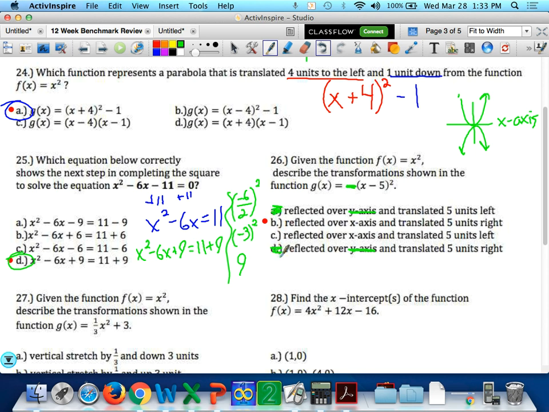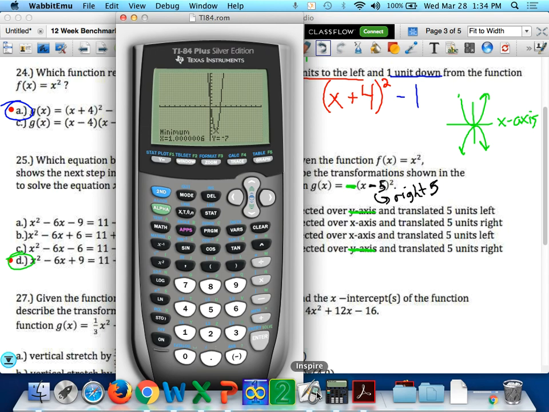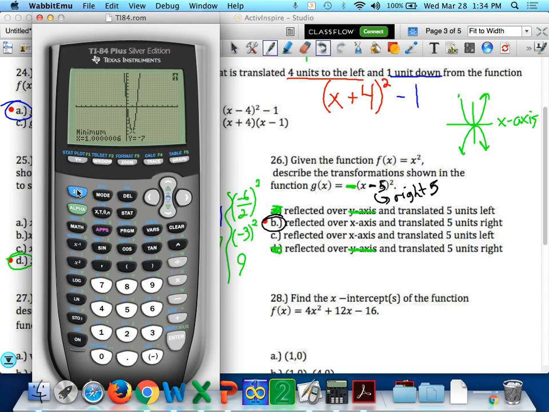We have to account for the other transformation. Minus 5 inside the parentheses is the opposite of what you'd think. It means right 5. You would think it meant left 5. It means right 5. Therefore, we get option B. Again, you can put these two in the calculator and compare the parabolas.